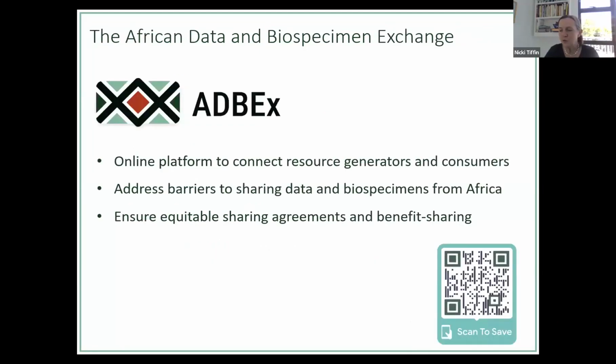So we're building a platform which we call the African Data and Biospecimen Exchange. It'll be an online platform that's designed to connect resource generators, those are the people in Africa, the researchers who are generating data and biospecimens, to the consumers, the researchers who'd like to use those resources. And we want to use this to address some of the barriers I've outlined that make it harder to share data and biospecimens generated in Africa.